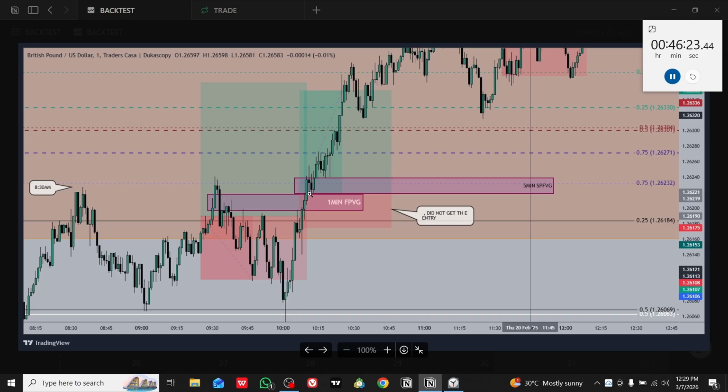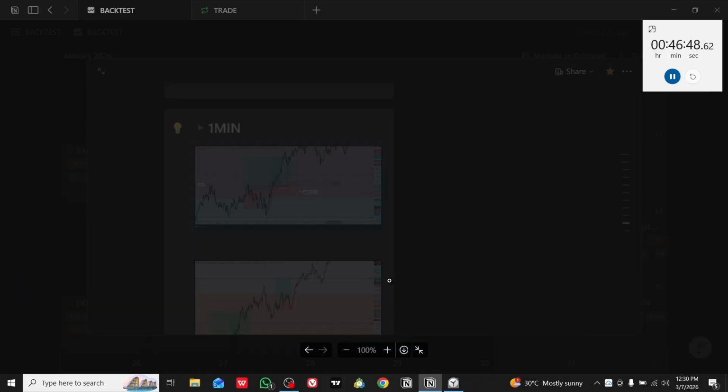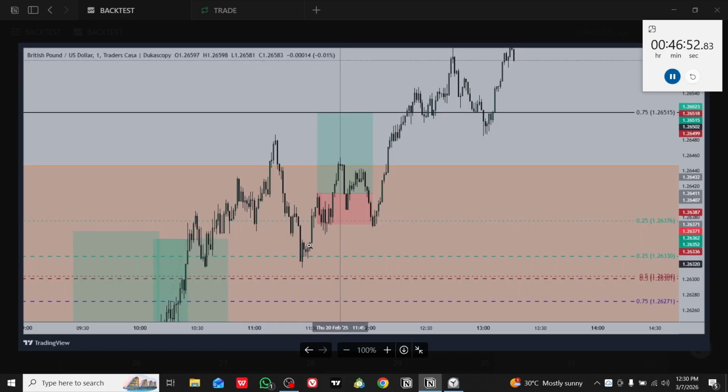Went lower, a perfect logical entry. 1 minute first phase entry, fairly respected, breaking market structure. Then the 5 minute, no, it was formed before. No, this 5 minute was formed here, respected, and we expanded to the upside. Okay, nice. And then entered again.